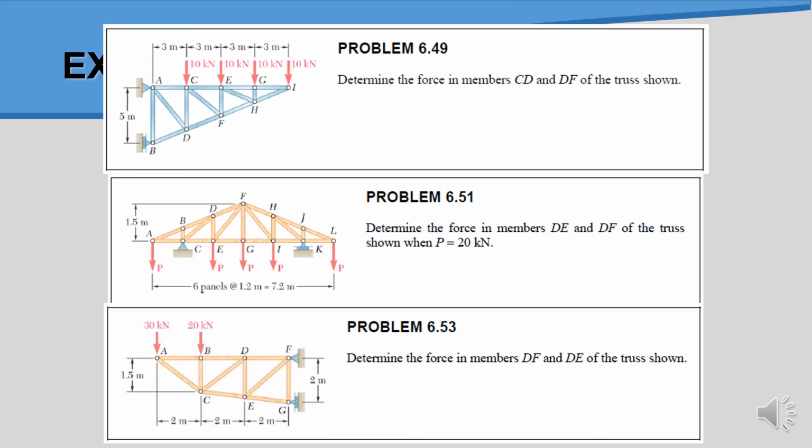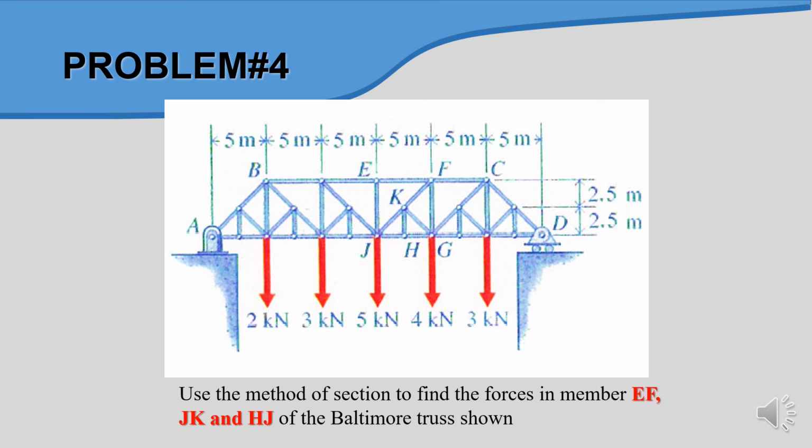So, problem number 4. Maybe you can proceed by using the method of sections, asking for the member forces in members EF, JK, and HJ.